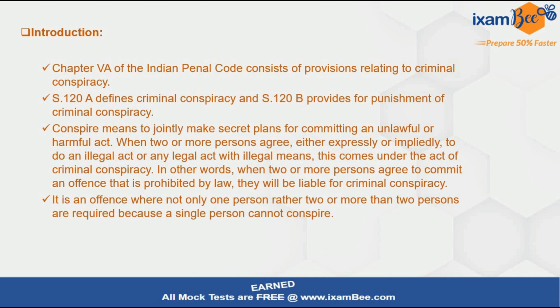Conspire means to jointly make secret plans for committing an unlawful or a harmful act. And when 2 or more persons agree, either expressly or impliedly, to do an illegal act, or a legal act but with illegal means, then that will come under the act of criminal conspiracy. And whenever it is an offense where not only one person, rather 2 or more than 2 persons are required, because a single person cannot conspire.